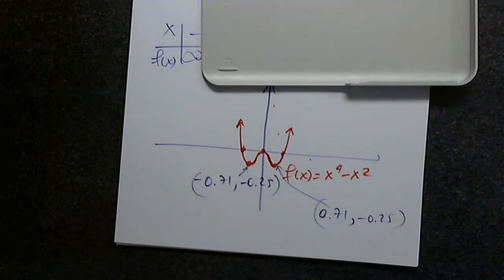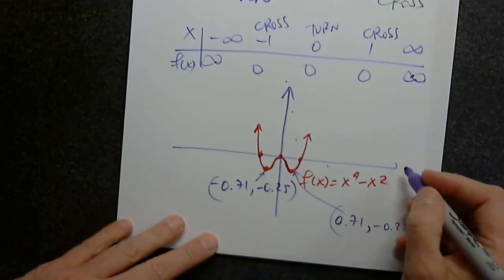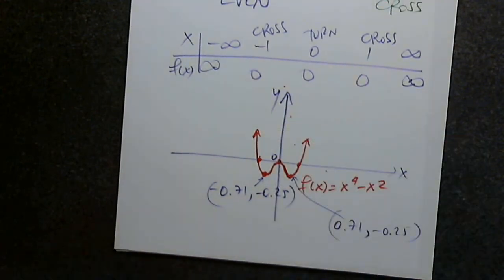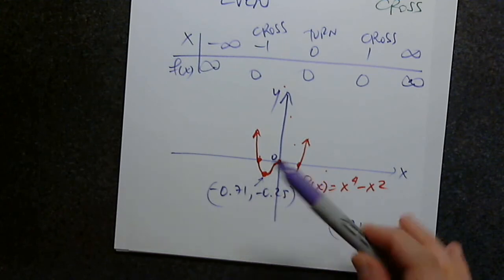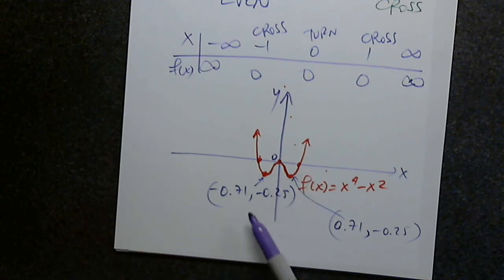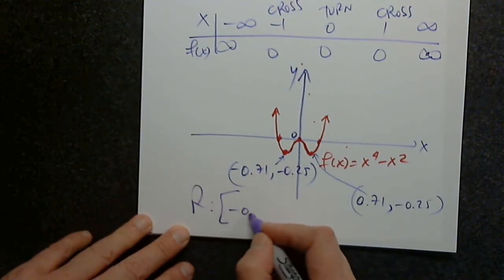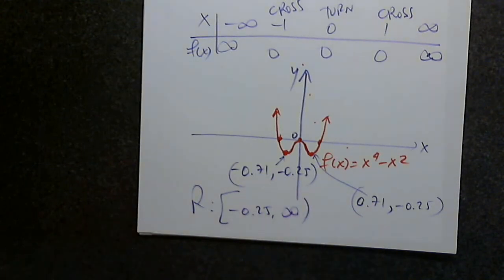And how do I know that? Because the function is symmetric with respect to the y-axis. Otherwise, I couldn't conclude that. I would have had to go back and determine the other minimum. But since it's symmetric, the local max is 0, 0, and the local min is also the absolute min. The absolute minimum of this function is negative 0.25, and you can determine the range: negative 0.25 to infinity.